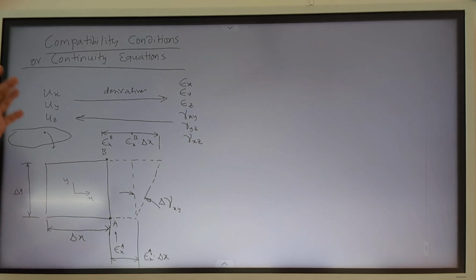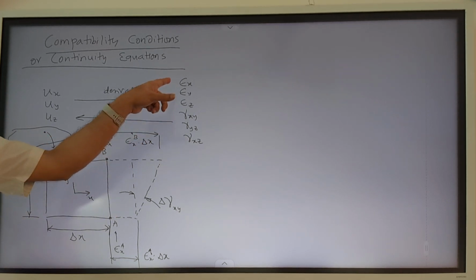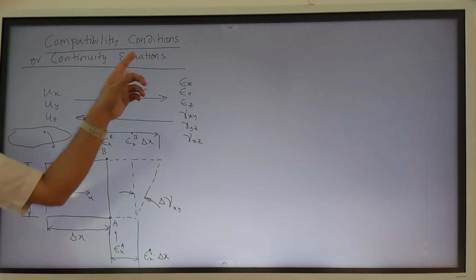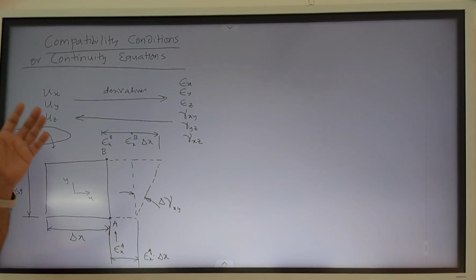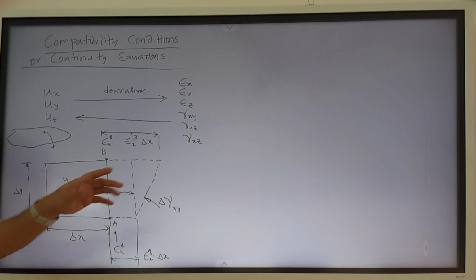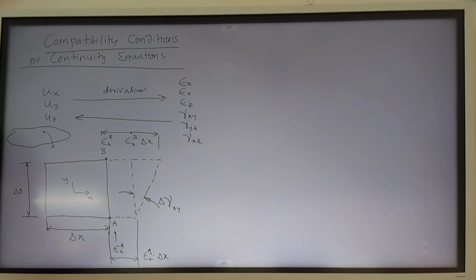Again, what we are doing here is trying to show that all these strain components cannot be independent. There exists some relationship between them. With this simple example, we are trying to establish one of the relationships, and then we are going to generalize for any case what the general relationships are.